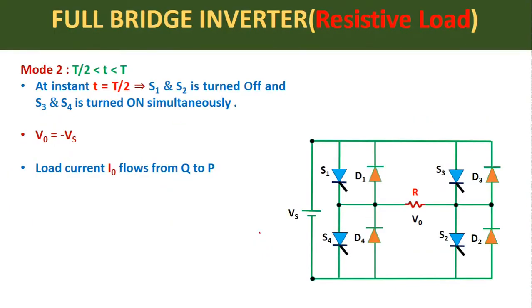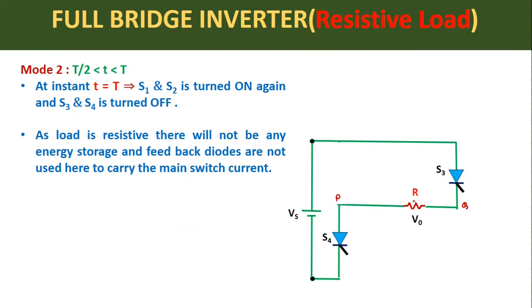Next mode of operation is mode 2 operation. It goes from time t is equal to T by 2 to T. At instant t is equal to T by 2, this S1 switch and S2 switch are turned off, and S3 switch and S4 switch, which are connected diagonally with each other, will be turned on simultaneously. Now in the mode number 2 operation, the circuit diagram will look like this.